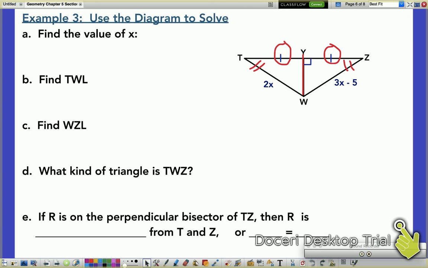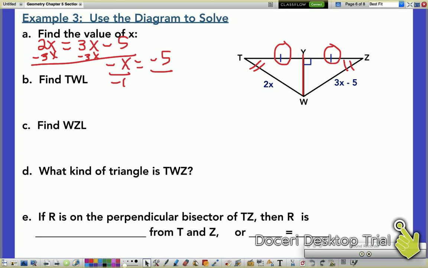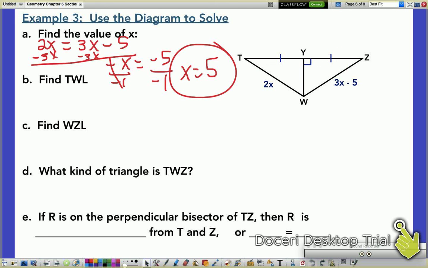So to find the value of x, I'm going to set these equal. So I have negative x equals negative 5. X equals 5. Perfect. Let me erase some of these marks here so you can see.